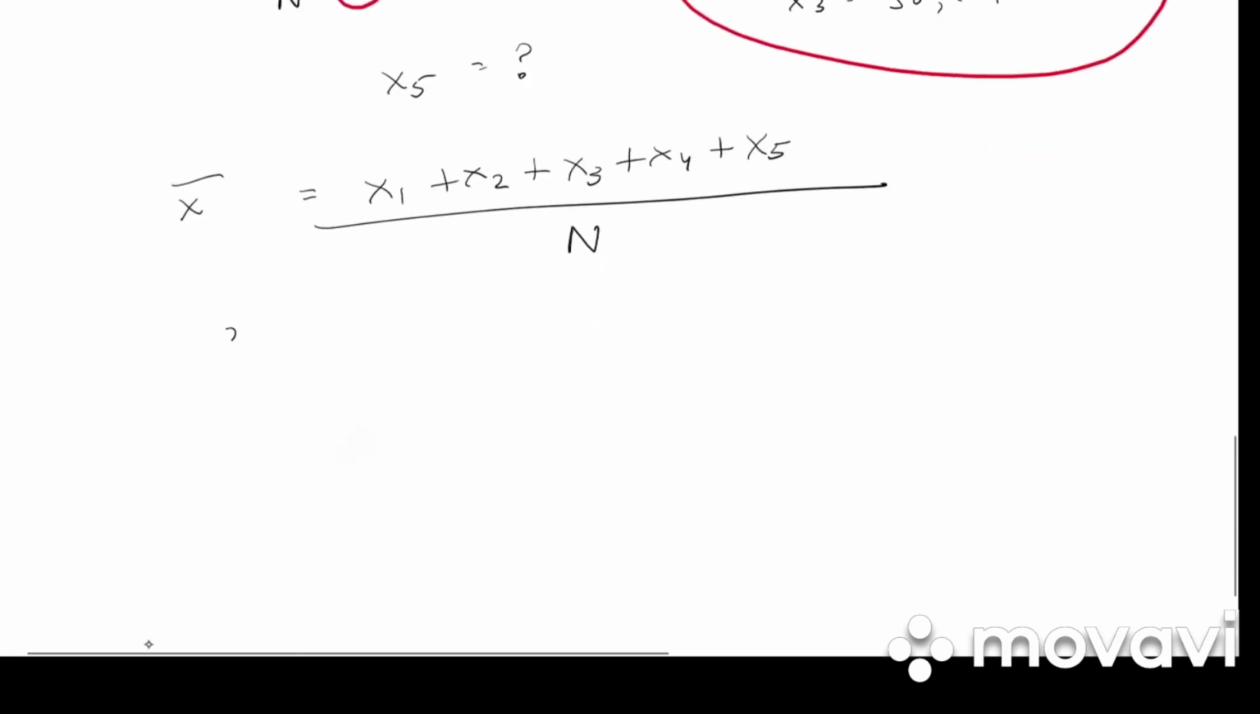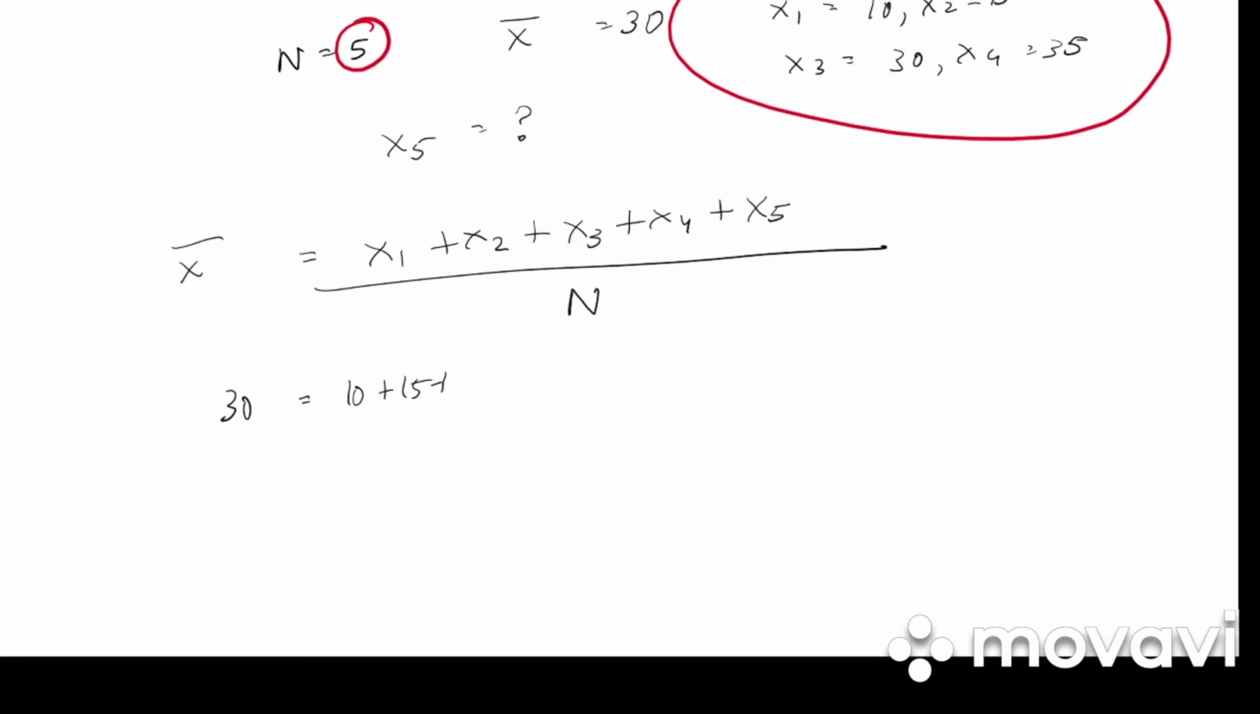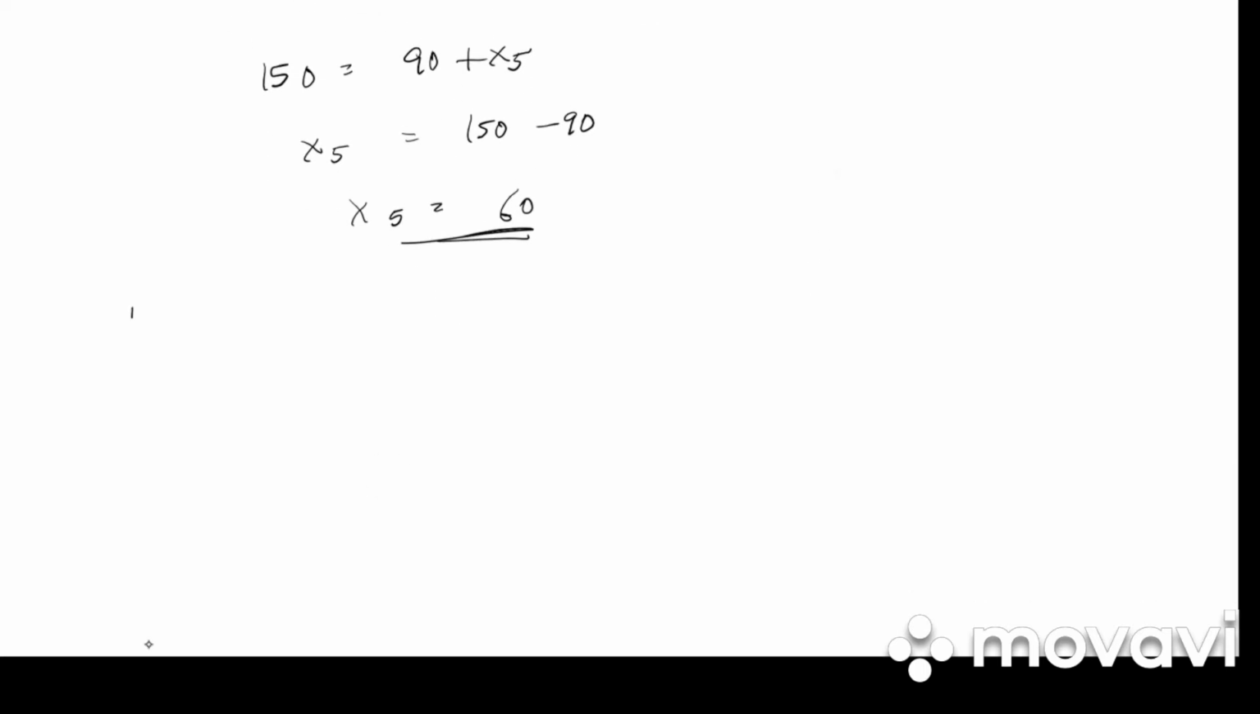So how much is x bar? X bar is 30. x1 is 10 plus 15 plus 30 plus 35 plus x5 divided by 5. So we get 150 is equal to 90 plus x5. x5 is 150 minus 90. x5 is 60. Next line, write down the value of fifth item is 60. Clear?